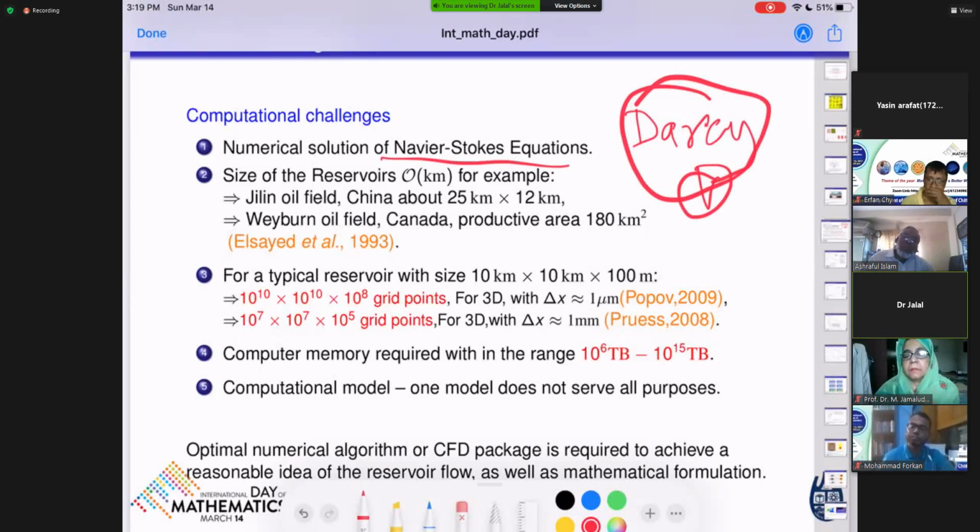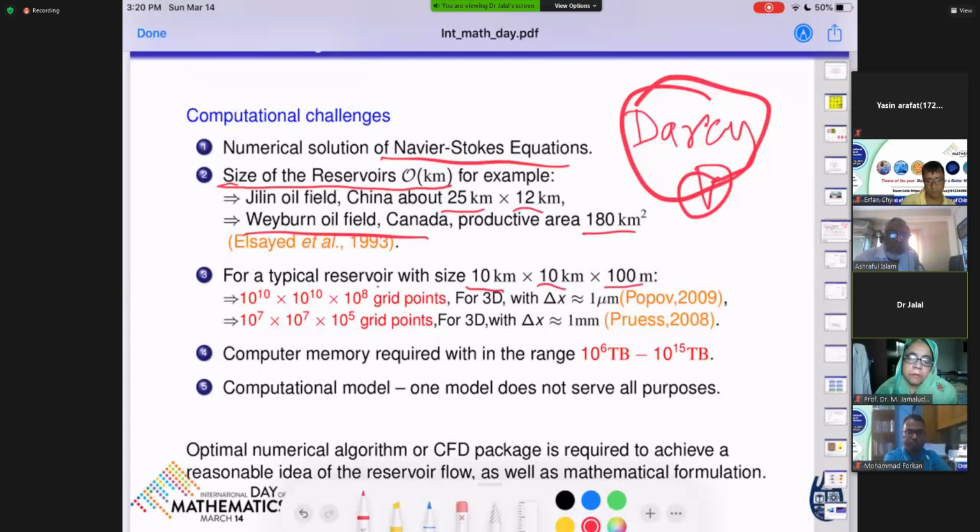What is the other challenge? The size of the reservoir. It could be on the order of kilometers. Here's an example. One oil field in Canada has a production area of 180 square kilometers. In China, there is one reservoir which is about 25 kilometers by 12 kilometers. Okay, now come to the point. What is the challenge here? For a typical reservoir, suppose we have a reservoir which is 10 kilometers wide, 10 kilometers long, and 100 meters deep.